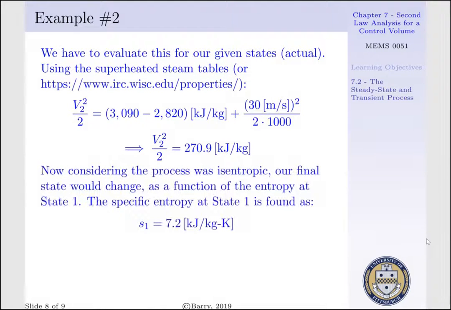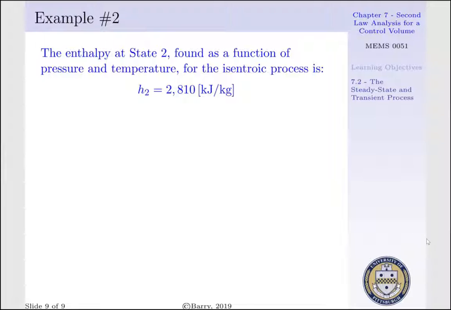And we get a value for our velocity at state 2 squared per 2 being 270.9 kilojoule per kg. Now considering the process if it were isentropic, our entropy at state 1 would be equal to that at state 2. Our entropy at state 1 is found to be 7.2 kilojoule per kg. Our enthalpy at state 2, based upon a function of temperature, pressure, and our entropy, i.e. s2 being s1, would be 2,810 kilojoule per kg.